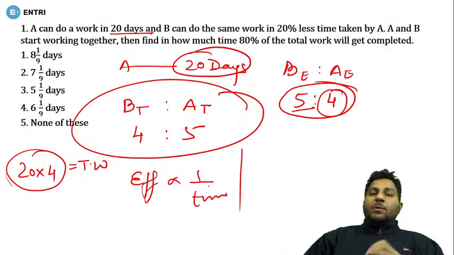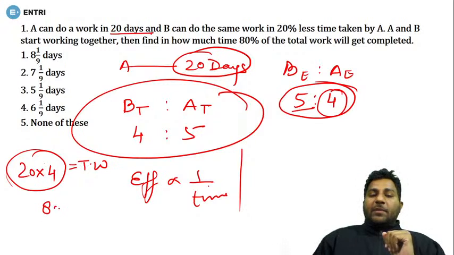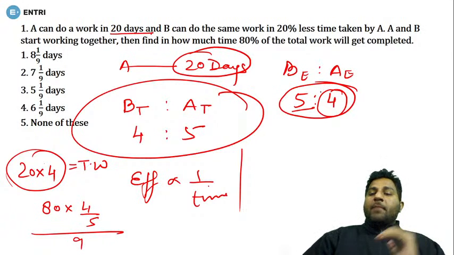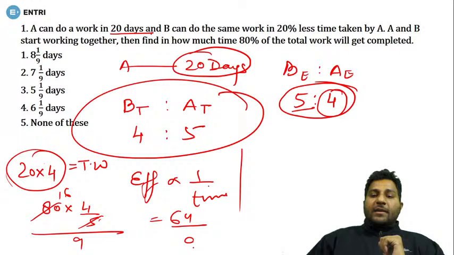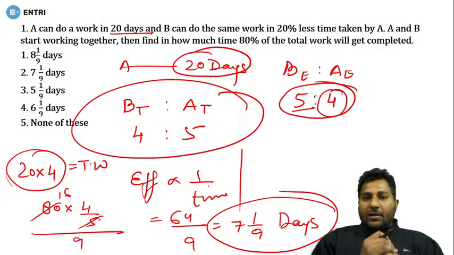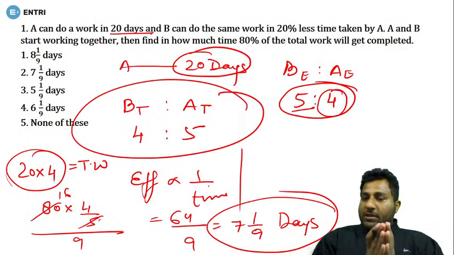And if A and B start working together, then find in how much time 80% of the total work will be completed. So 80% means 4/5. Okay, 80% will be done by both of them, and both of them combined will have the efficiency of 9. So you can easily solve this. 64/9, which means 7 whole 1/9 days, the correct answer. So that's the first question. I hope you all have understood this concept.